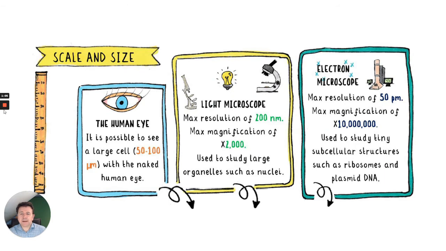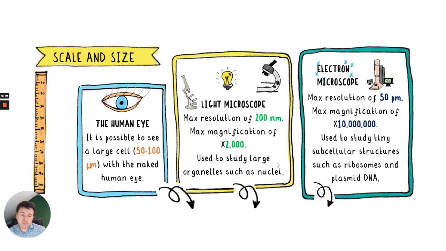So let's talk a bit about scale and size. You will need to know a bit about scale and size. As it says here, it is possible to see a large cell with the naked human eye. That's what we call 50 to 100 micrometers.